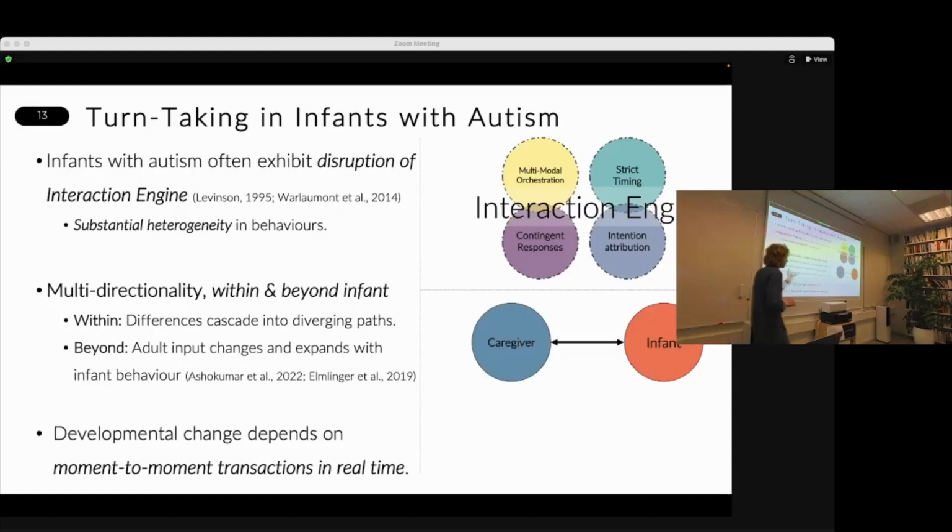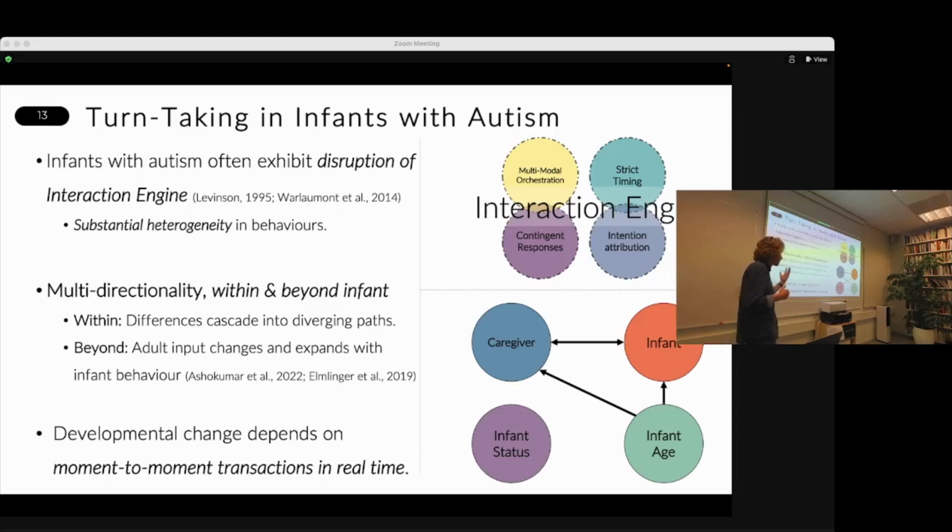So some of the questions that we can ask, right, are how caregivers and infants interact, but also how the infant changes over developmental time and how this influences the caregiver as well. Right, if the caregiver is scaffolding the development of the infant in that sense, then we would expect the adult input to change over time as well. But also infant status will obviously affect the infant, him or herself, but also the caregiver.